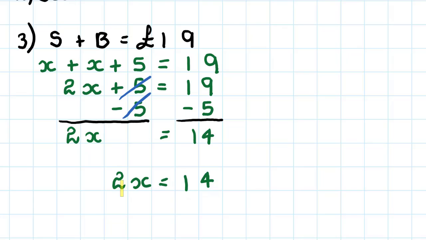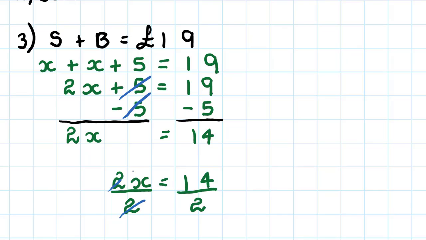So we need to get rid of this 2 because we want 1x on its own. We need to undo the multiplication. To undo a multiplication, we divide. So we're going to divide it by 2 on both sides. Divide the left hand side by 2. Divide the right hand side by 2.